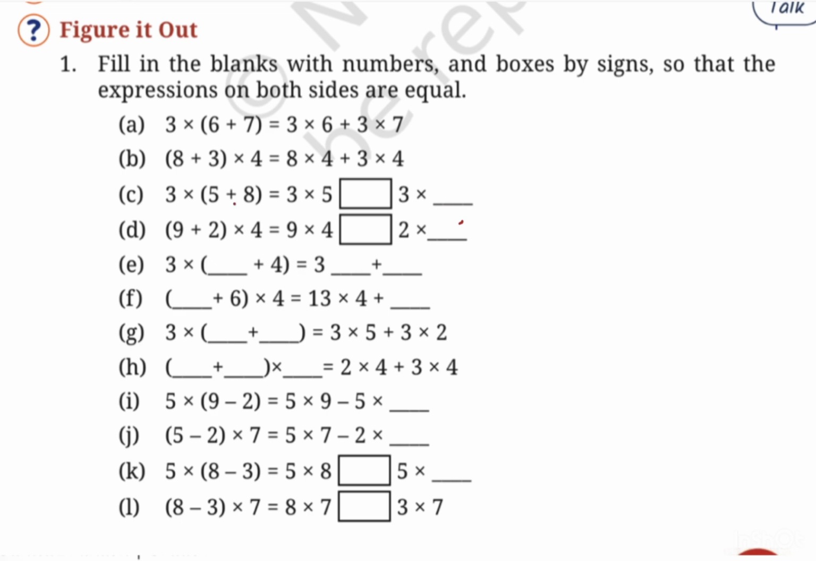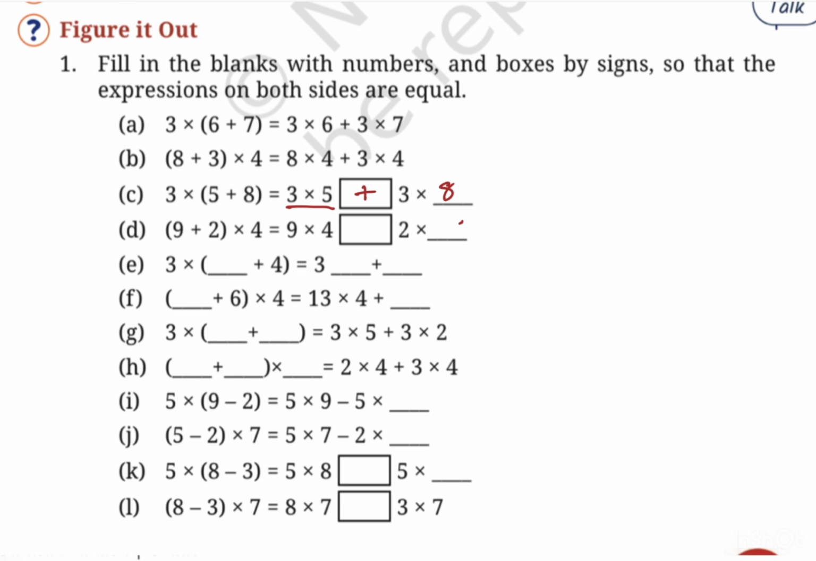Next question, 3 times 5 plus 6 is equal to 3 times 5 and plus 3 times 8. So we have 3 times 5, so the sign is plus, 3 times 8. So the answer is 3 times 5 plus 3 times 8.